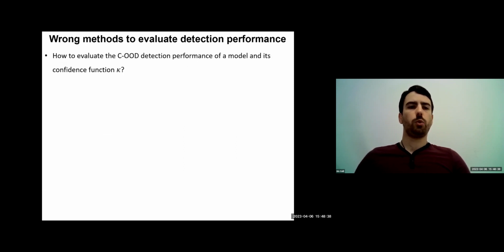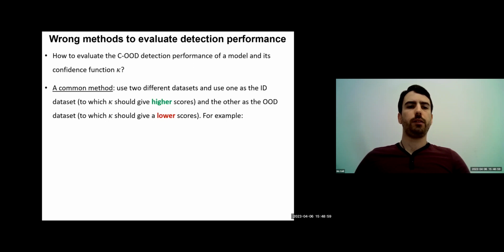Now that we understand what COD is, let's consider a scenario where we have a model and a confidence function that we would like to evaluate. The question is, how should we test their performance? Before discussing our proposed method, let's briefly go over a couple of previous methods.